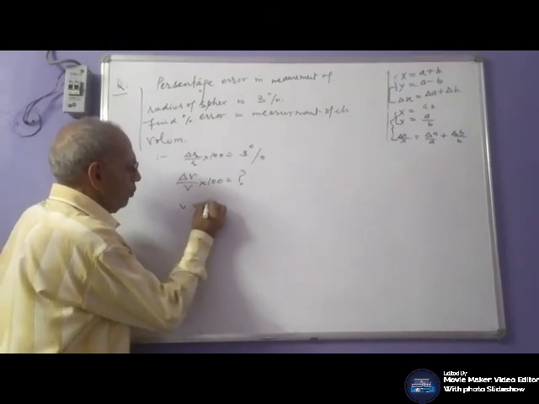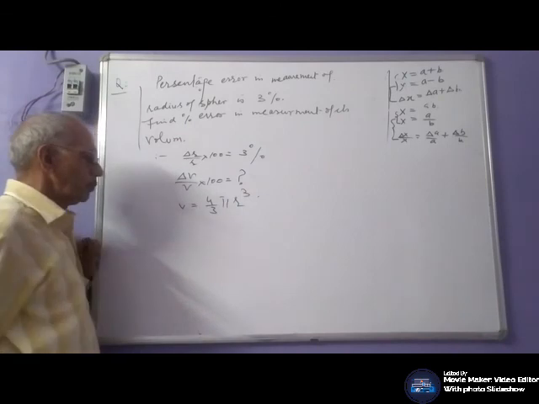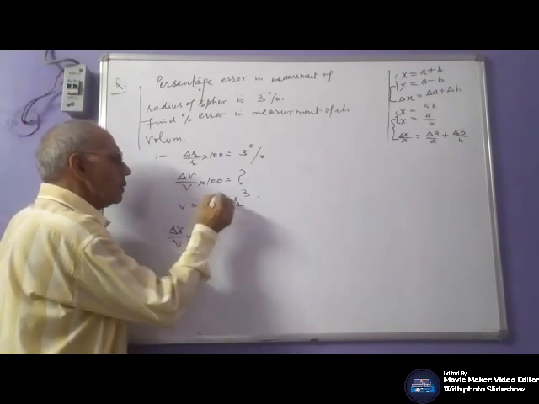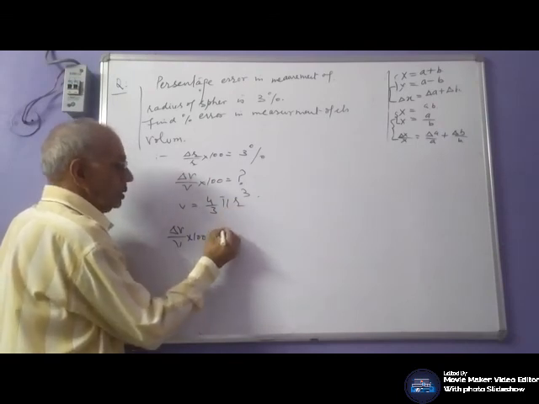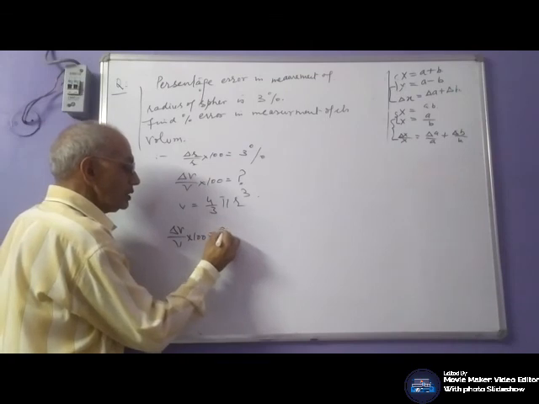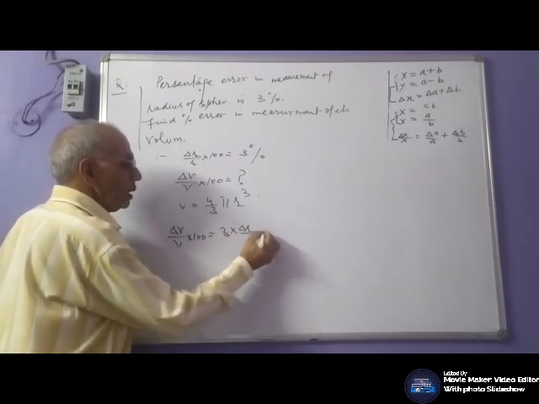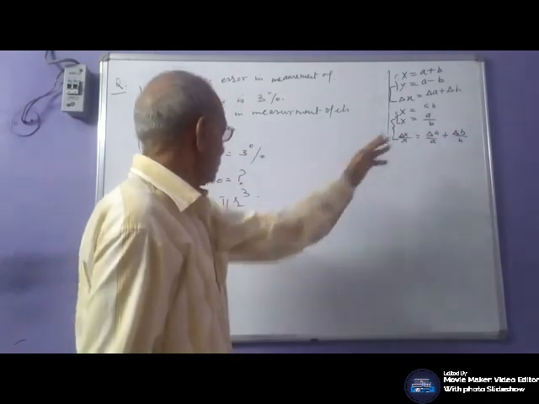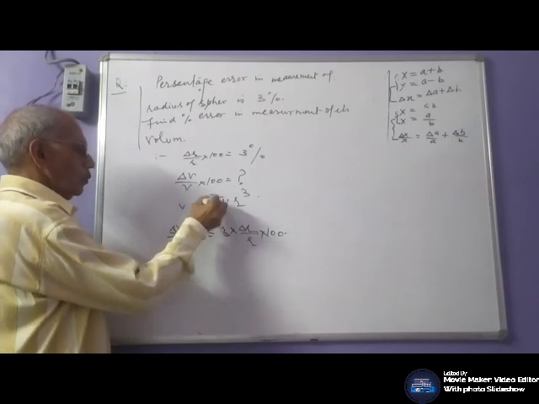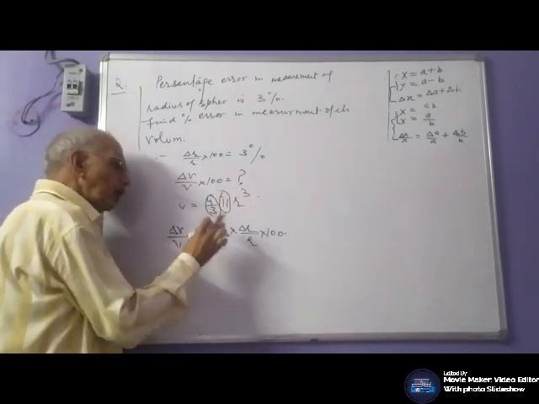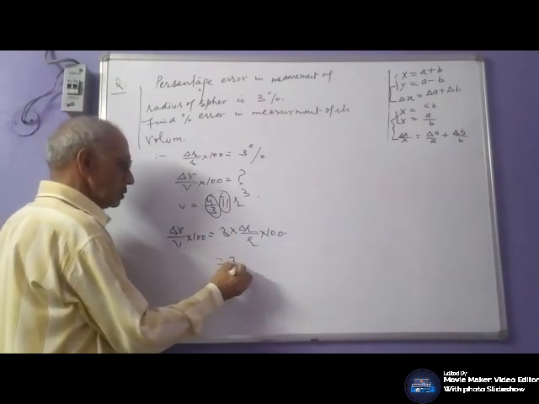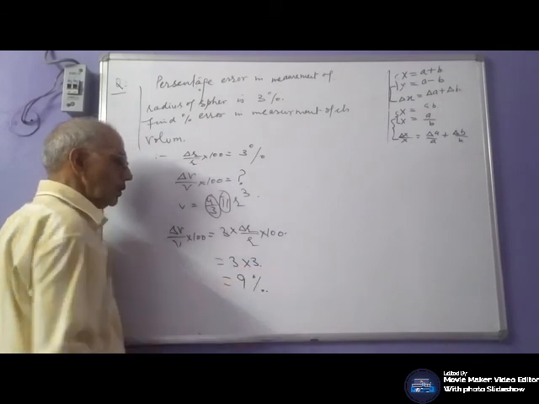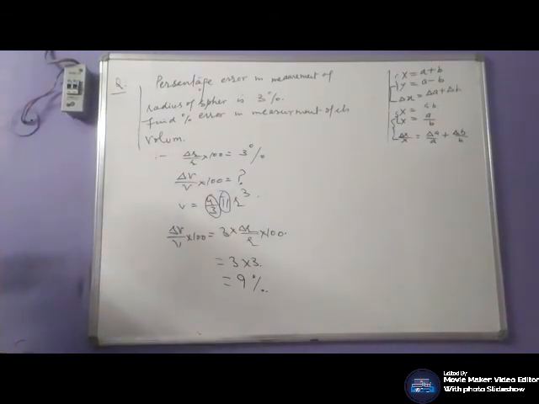We know volume. Delta V by V into 100. No error, no error. Now R cube, take power to the side. It is 3 delta R by R into 100. Power side, no error. Take power to the side, then delta R. It is 3 into 3, so this is 9%.